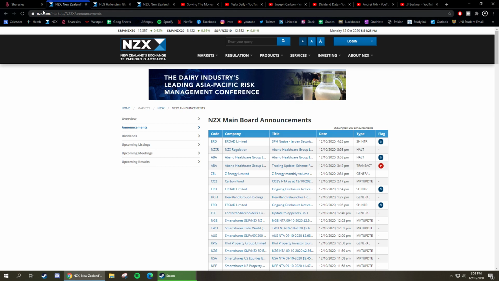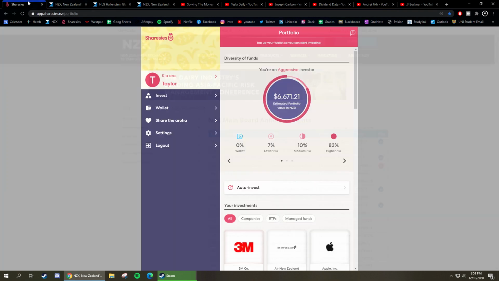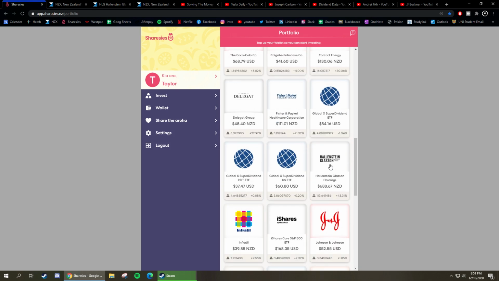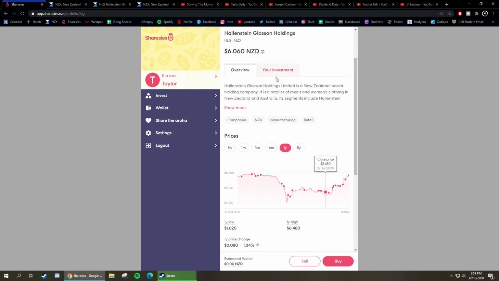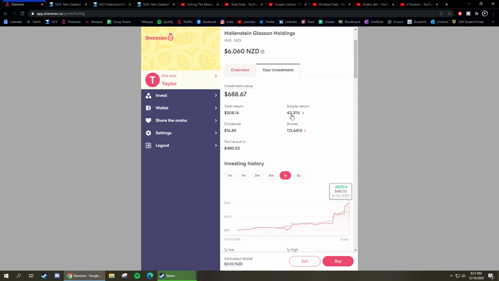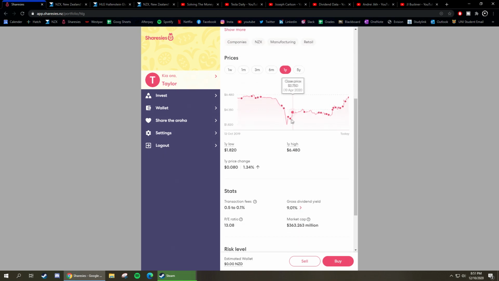So if we look back in hindsight at one of my holdings, we can look at Hallensteins, which is one of my best performers. I think it's the best one actually, apart from Tesla maybe, at 43%. And we can see that since lockdown it has gone down heaps, then bumped up, kind of flattened out and gone down a lot, and then bumped up a lot, and then bumped up again.